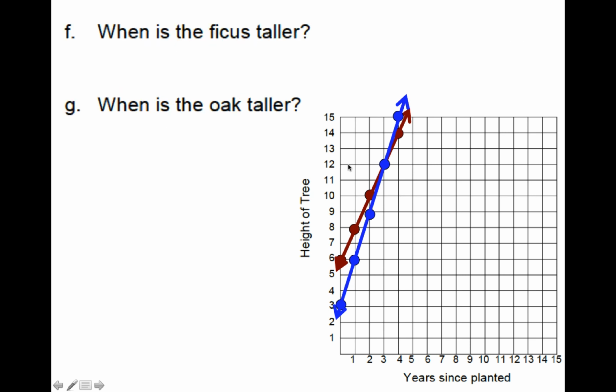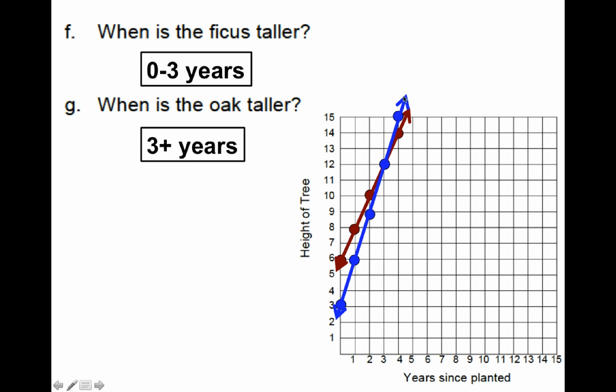When is the ficus taller? So if you recall, this is the ficus. It is taller than the oak tree before 3 years. The oak tree then gets taller after 3 years.